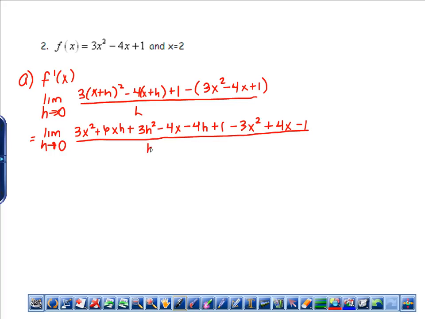Okay. Now, if you look, a lot of things are going to cancel. Minus 1 cancels with plus 1. 4x cancels with negative 4x. Negative 3x squared cancels with positive 3x squared. Okay, so in the next one, I have the limit as h approaches 0, and I have 3 terms left. They all have an h, which is good, so that I can factor that out and cancel with the denominator.